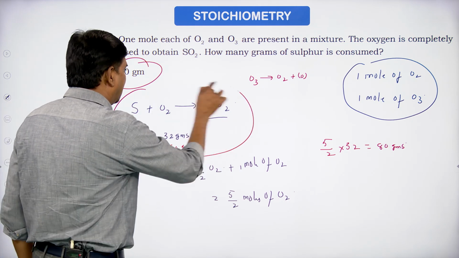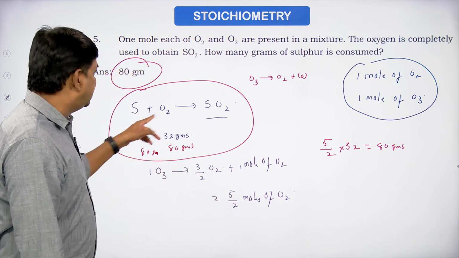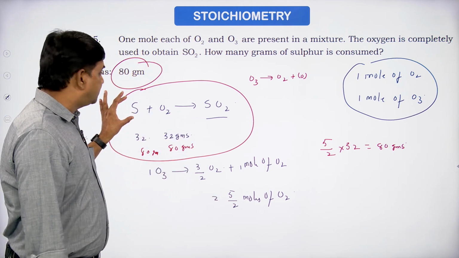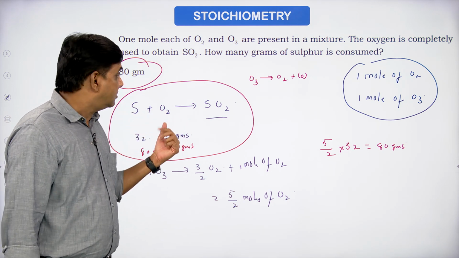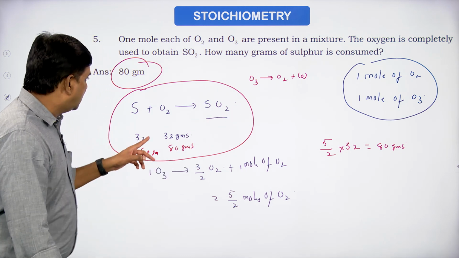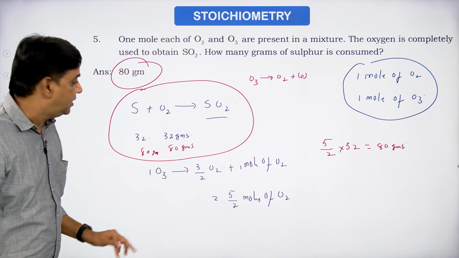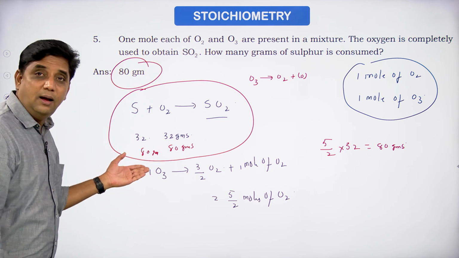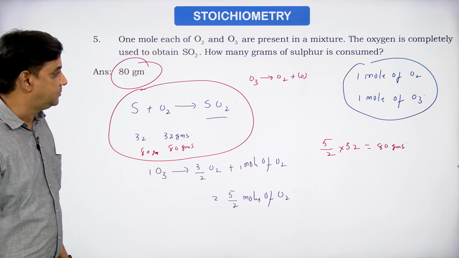Now, this is the stoichiometric equation. A balanced chemical equation is known as the stoichiometric equation. As per the stoichiometric equation, 32 grams of sulfur, which is the atomic weight of sulfur, will combine with 32 grams of oxygen to form 64 grams of SO2. So, 32 grams of oxygen combines with 32 grams of sulfur. 80 grams of oxygen will combine with how many grams? 80 grams only. That is the reason why the answer is 80 grams.